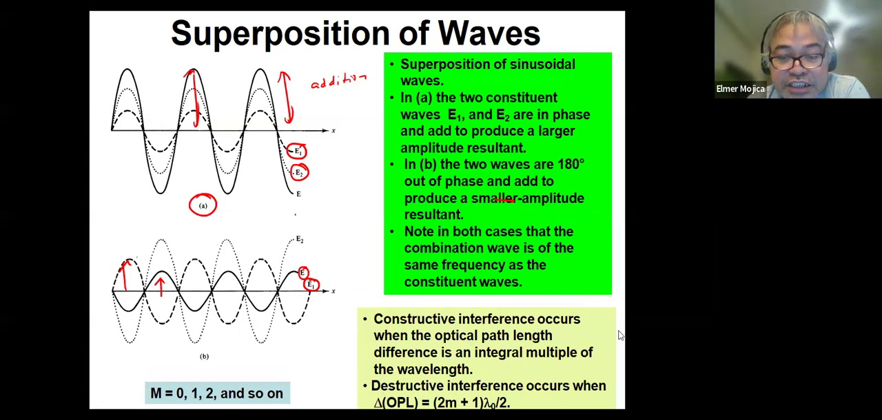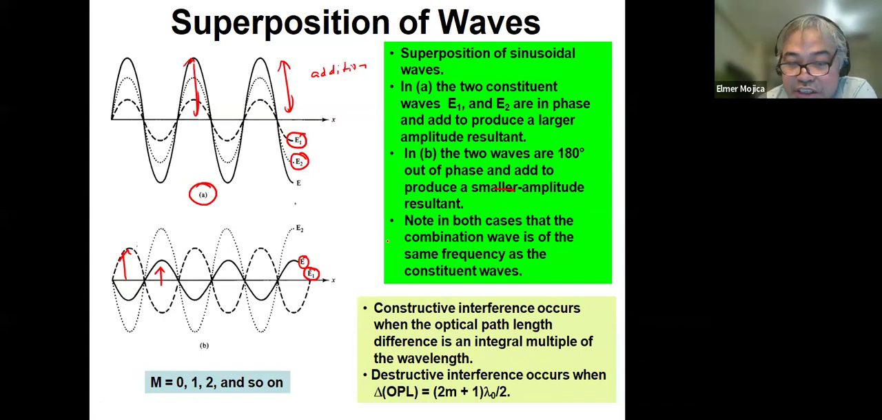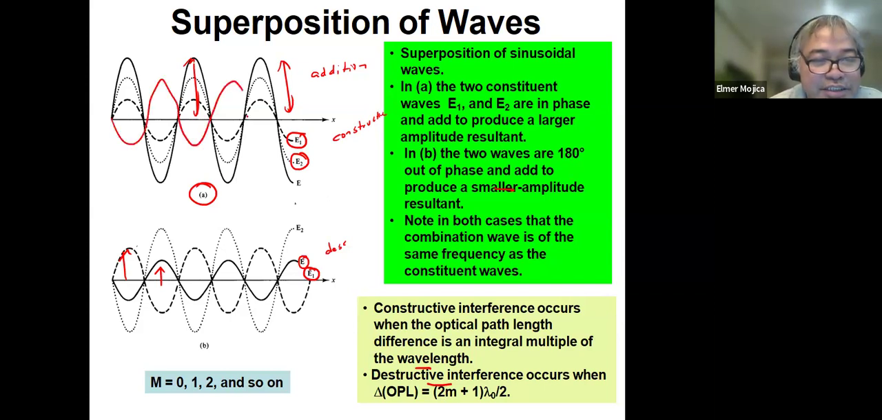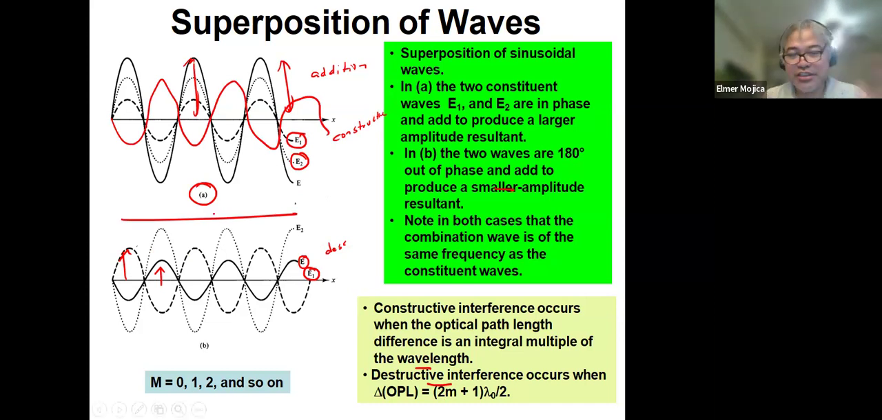In constructive interference, it happens when the optical path length difference is an integral multiple of the wavelength. And you can also have a destructive interference that occurs when the difference you have here. So we could say this is constructive, and this is destructive. But sometimes if you have the destructive like this one, what happens? Nothing. They all cancel out.